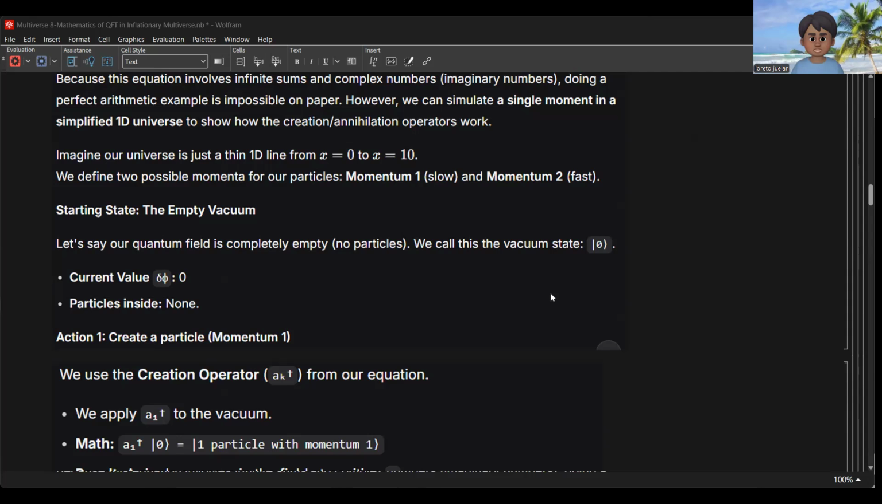So this is a central idea of quantum field theory. Particles are not fundamental objects moving through empty space. They are quantized excitations of underlying fields. The creation and annihilation operators are the mathematical tools that add or remove these excitations.